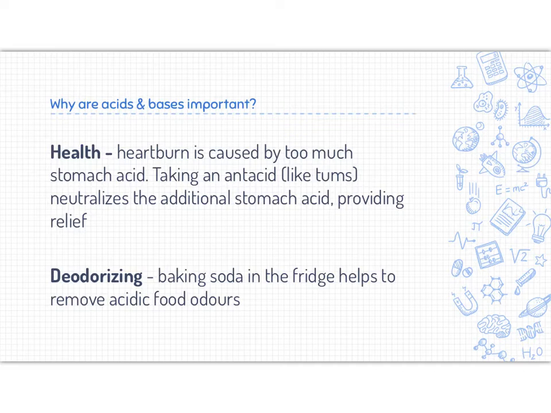Health. Heartburn is often caused by too much stomach acid. Taking an antacid, like a Tums, neutralizes the additional stomach acid, providing relief. And deodorizing. Baking soda in the fridge helps to remove acidic food odors. So notice how much baking soda is used beyond just baking.